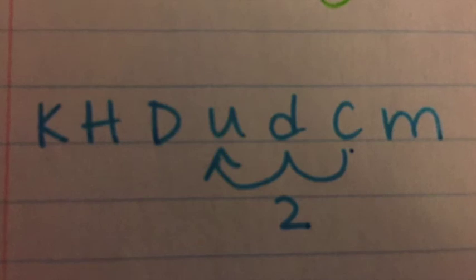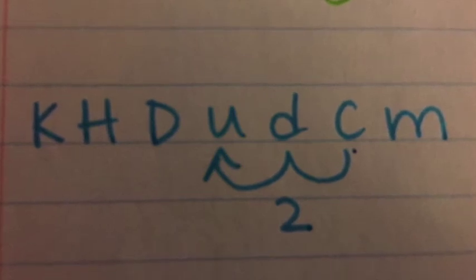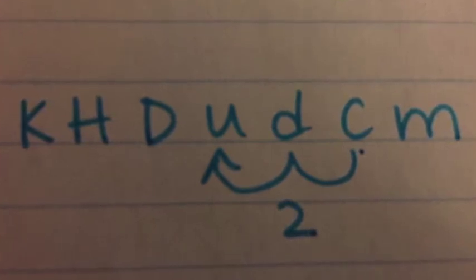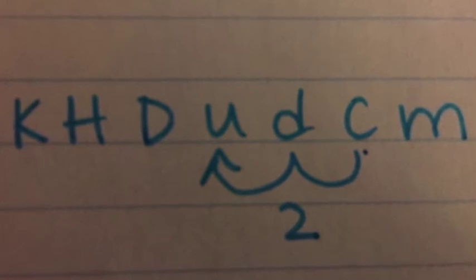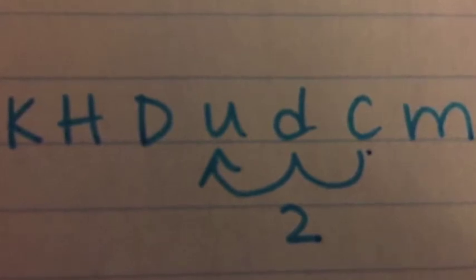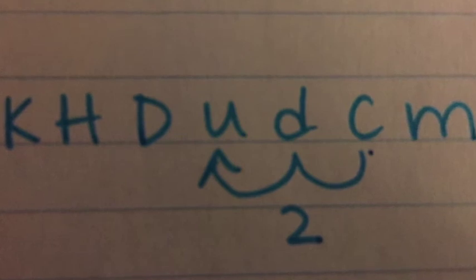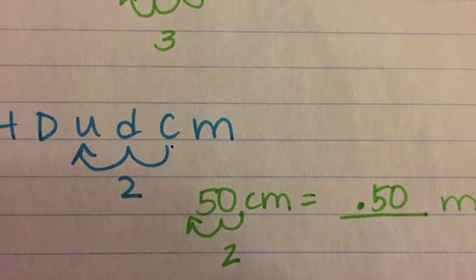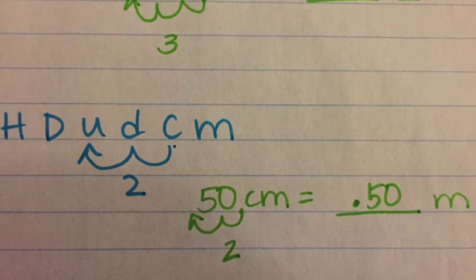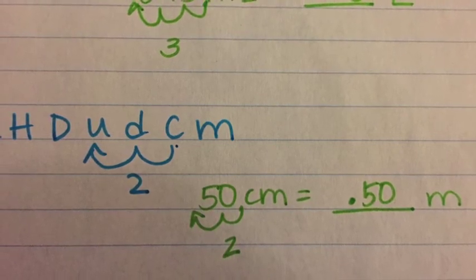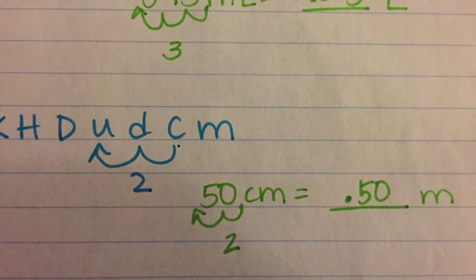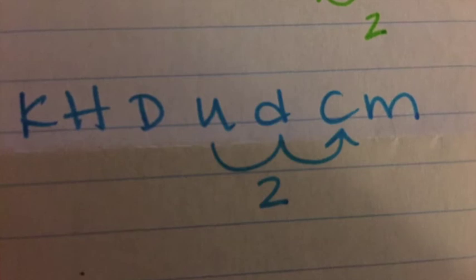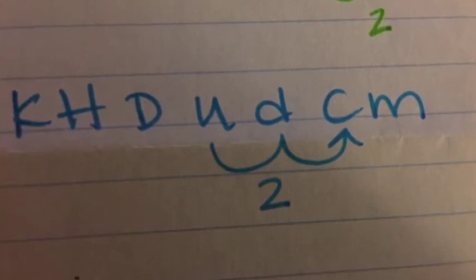Number 18 says 50 centimeters equals how many meters? So we're starting with centi, our C, and we're moving to our unit, meters. So we're moving left or back 2 decimal places. For our number 50, our decimal place starts at the end, and it's going to move back 2 spaces. So it'll move back between the 5 and the 0, then back in front of the 5 to give us 0.50 meters.